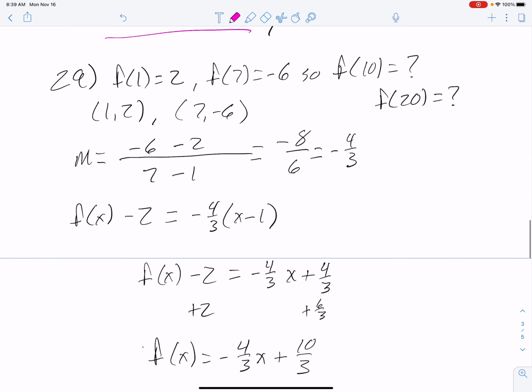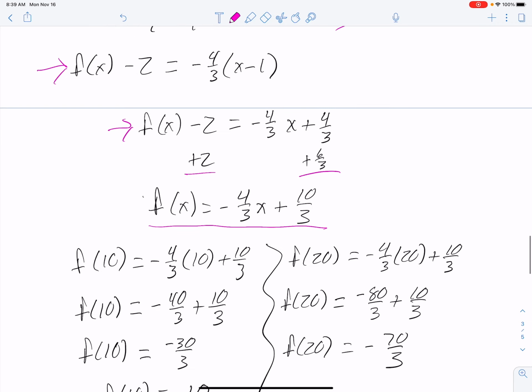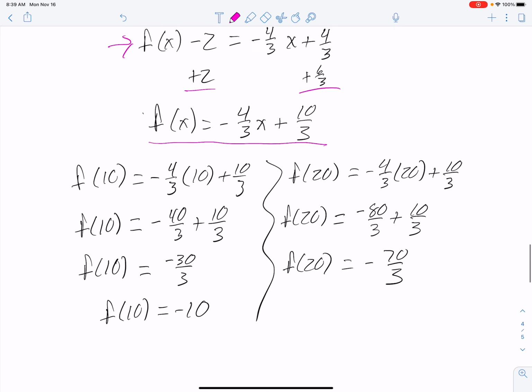And then finally, I set up my x sub 1 and y sub 1, my x sub 2 and y sub 2, so that I can set up my slope. I get a slope of -4/3. I do f of x minus one of my y coordinates equals my slope times x minus one of my x coordinates. I start solving, I distribute my -4/3, add 2, which is the equivalent of adding 6/3, and I get my function f of x equals -4/3 x plus 10/3.